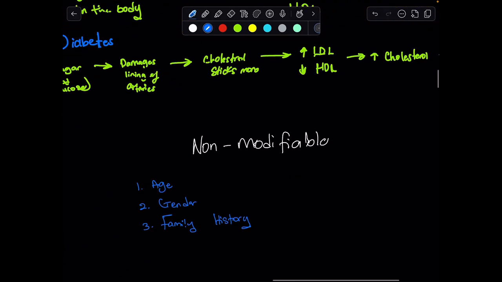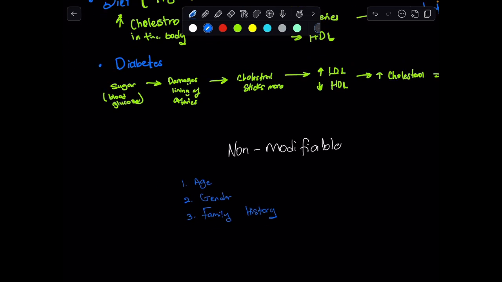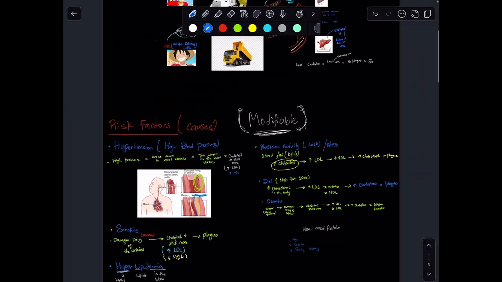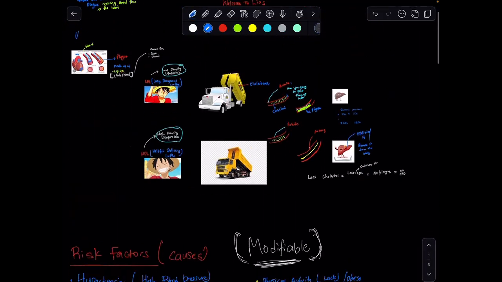And then the non-modifiable risks, which are risks we cannot change. We can't change our age, we can't change gender, we can't change family history. So that's pretty much it for that.